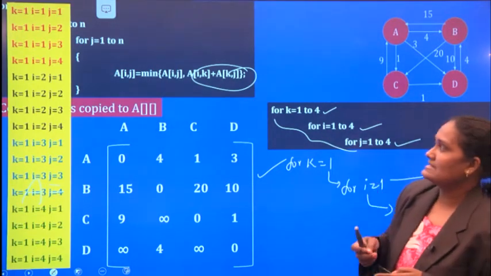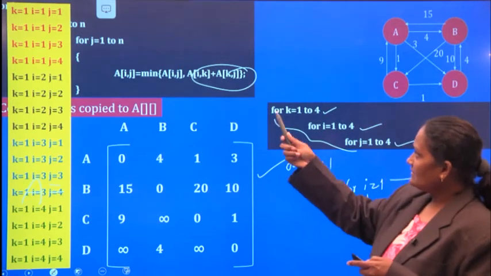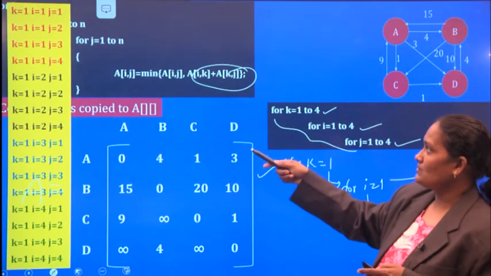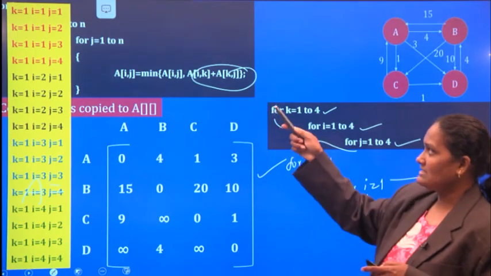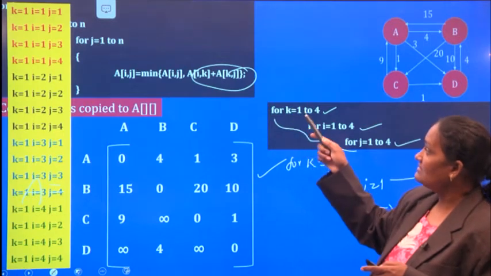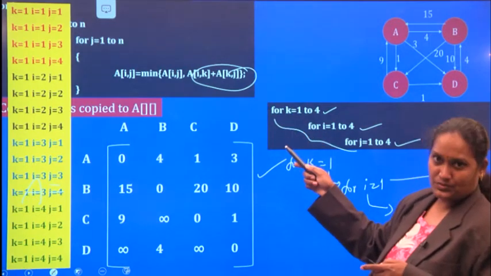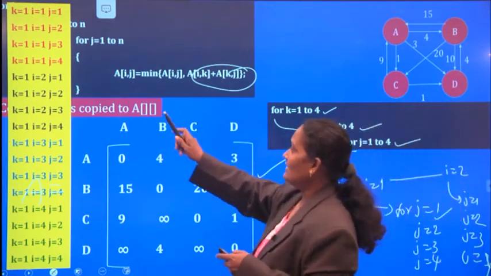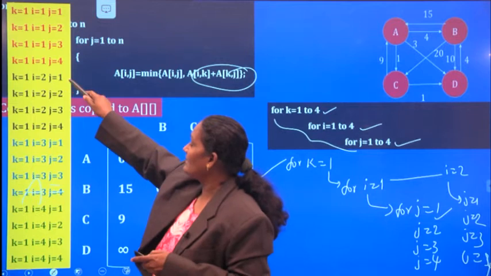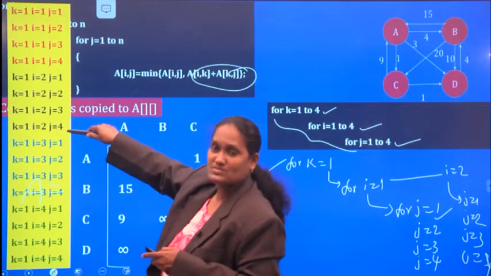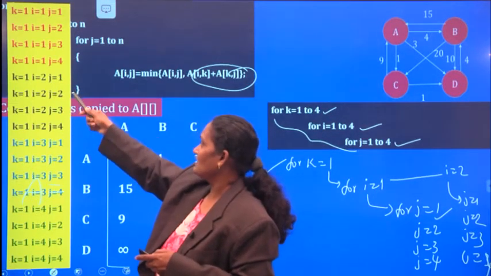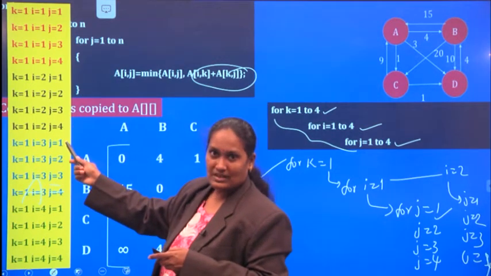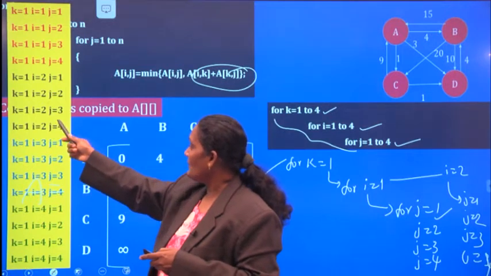Now first, when k is equal to 1, i is equal to 1, j is equal to 1. Now when I come out of that loop, when j becomes 4, that is j is equal to 2: k1 i1 j2, k1 i1 j3, k1 i1 j4. After that the i value is to be incremented, that is k1 i2 j1. I come out of this loop after the j value is 4. So k1 i2 j1, k1 i2 j2, k1 i2 j3, k1 i2 j4. After that I can come out of this loop.